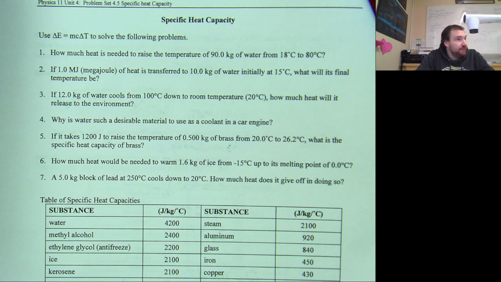Okay, anybody? Going once, twice, thrice. Sold. Okay, cool. So if there were no questions, I think it's relatively straightforward. It's one equation, Q equals MC delta T, and away you go from there.